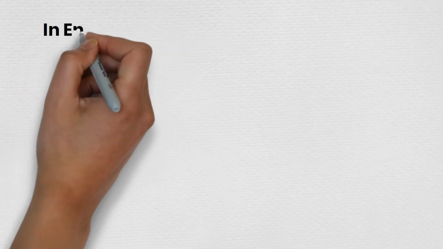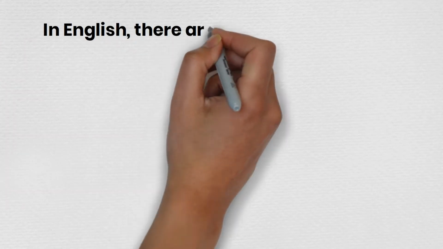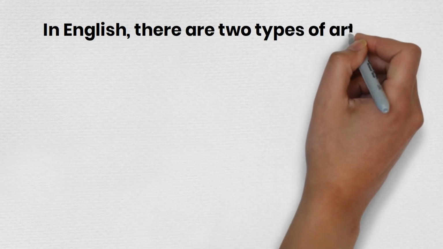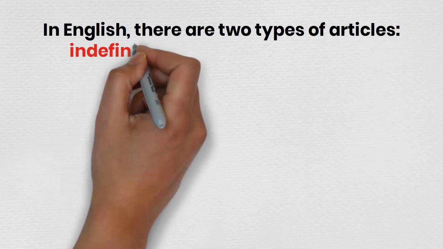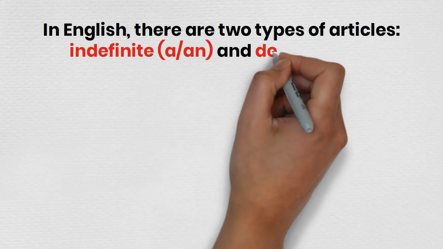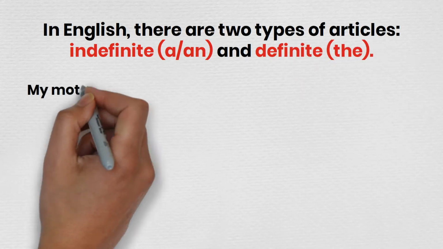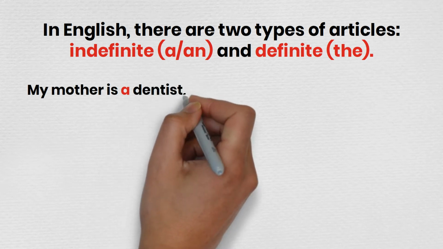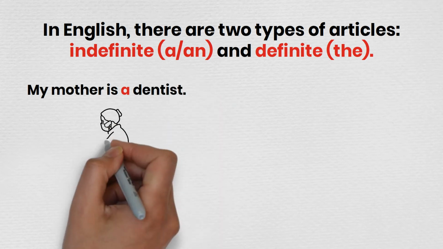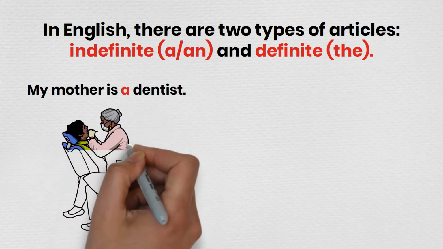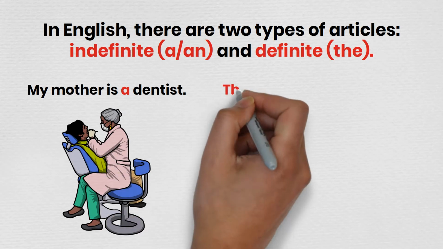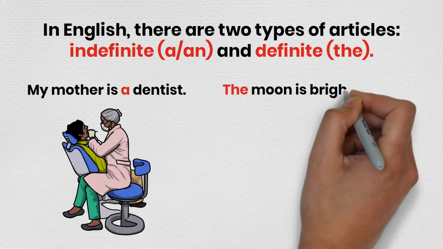In English, there are two types of articles, indefinite and definite. My mother is a dentist. The moon is bright tonight.